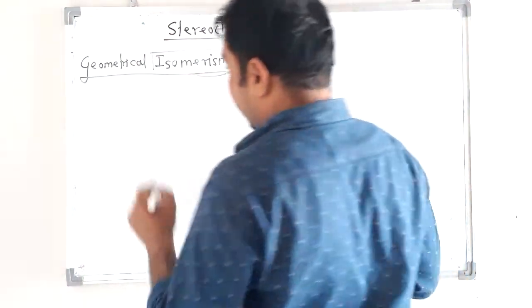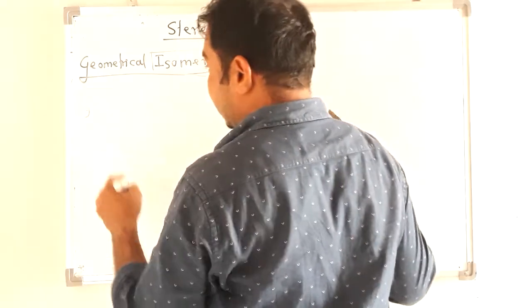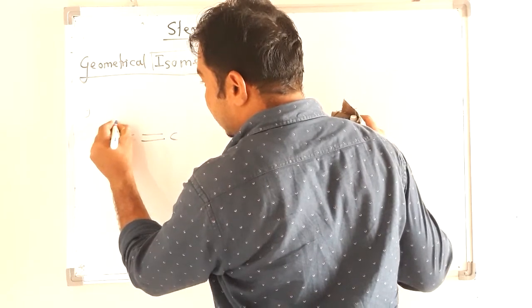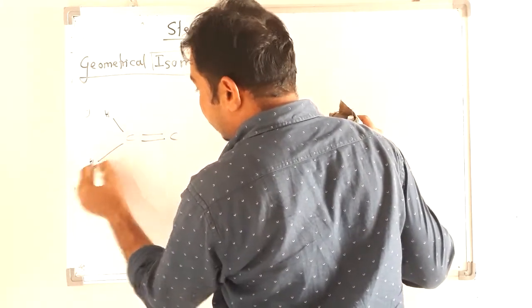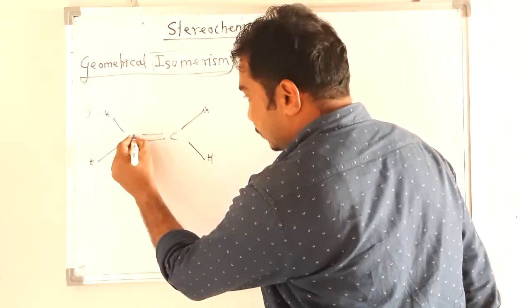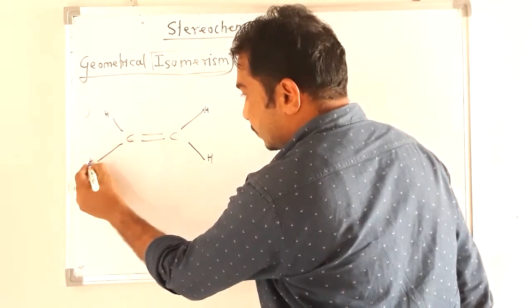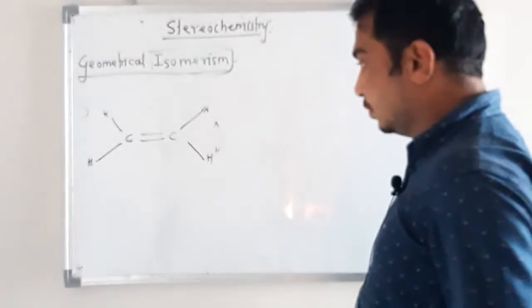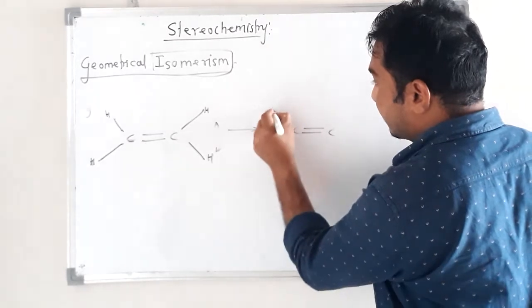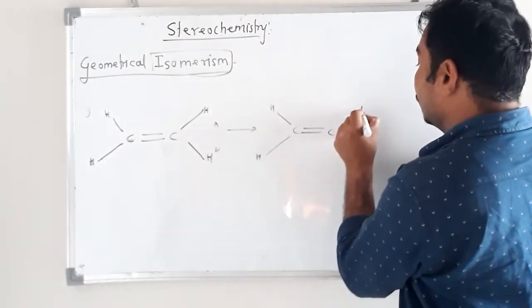First, for example, ethene, CH2 double bond CH2. If we interchange these two hydrogens, just interchange their positions, then what do we get? You will get this.